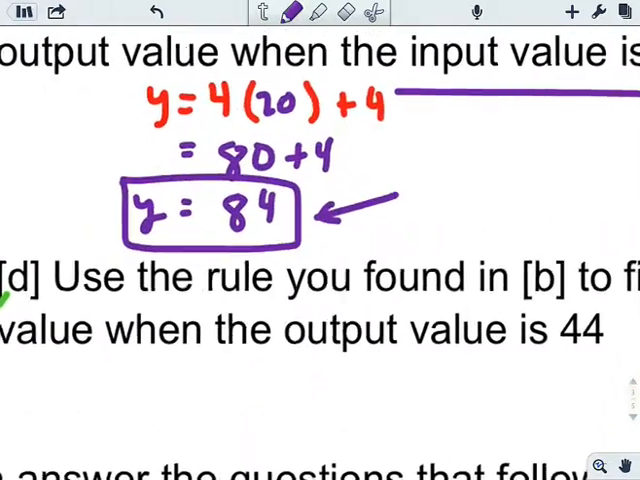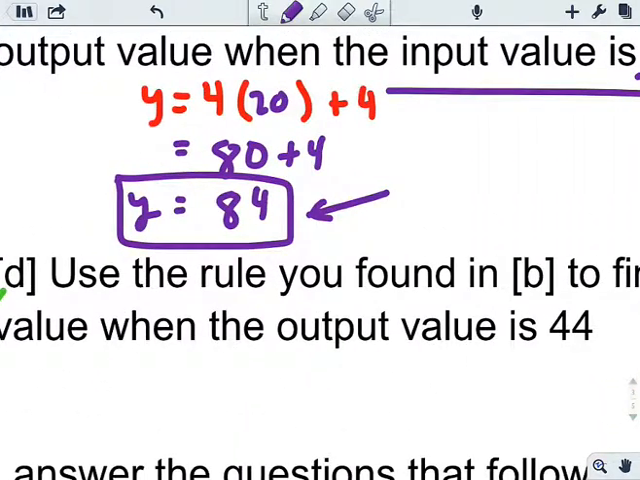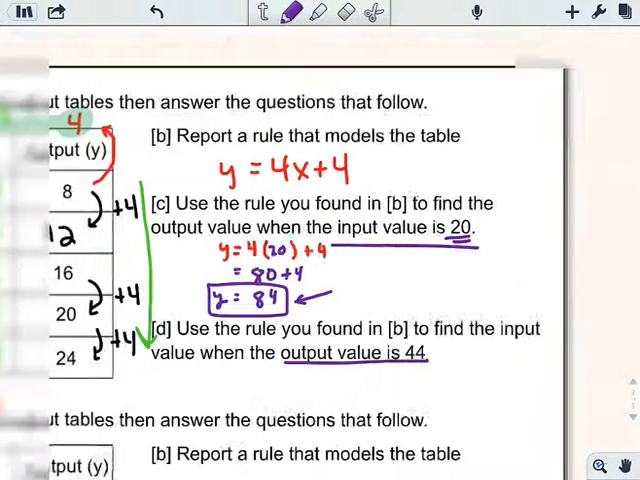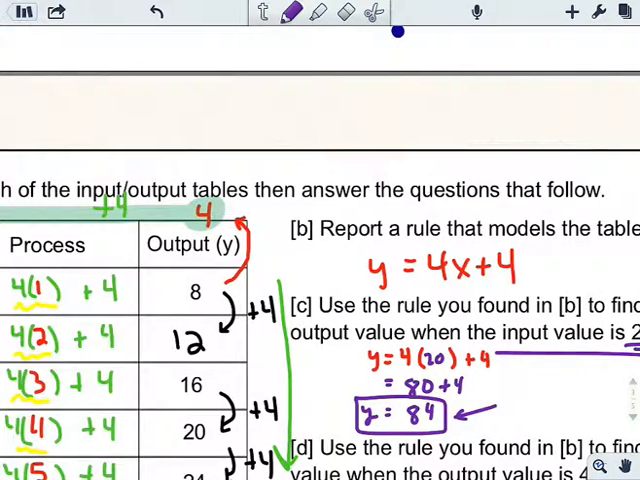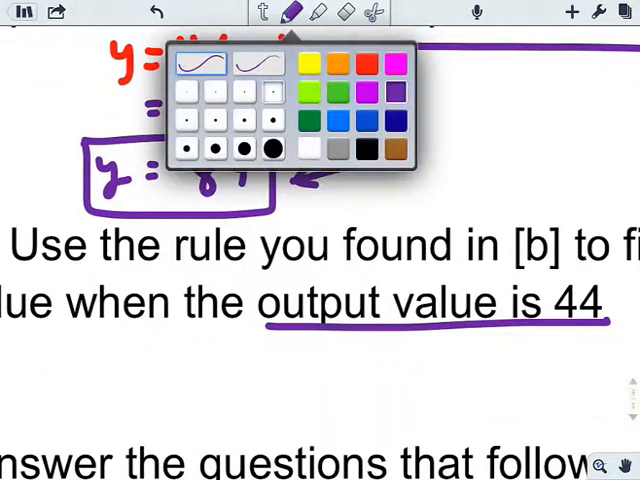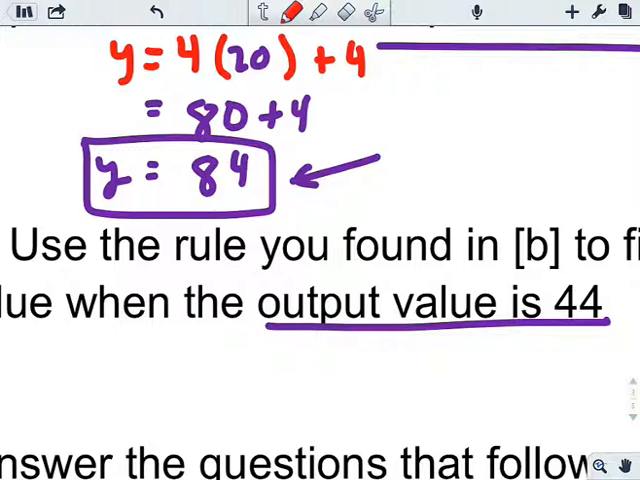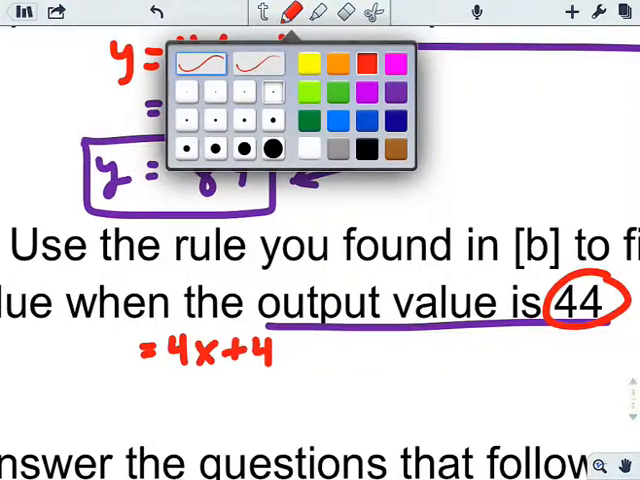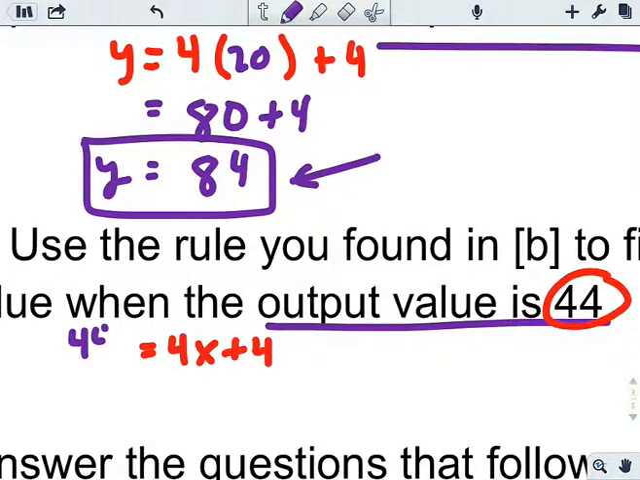Now here's where it becomes a little tougher. We have to use the rule we found to find the input value when the output value is 44. So once again, if we zoom out, we see the output value is going to be the y value. So again, we're going to do an equation rewrite, leaving the pieces out that we know. In this case, we don't know the x, so it's still going to be 4x plus 4. We do know the 44, so I'll put that in for the output, which is y. So 44 is equal to 4 times a number plus 4.